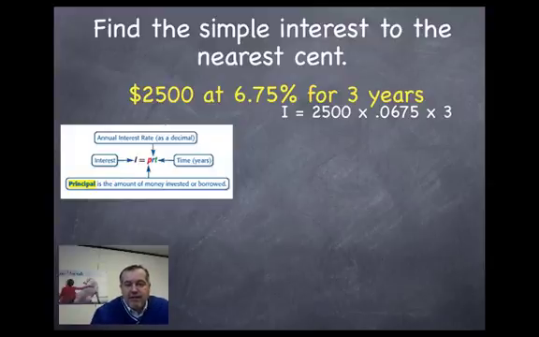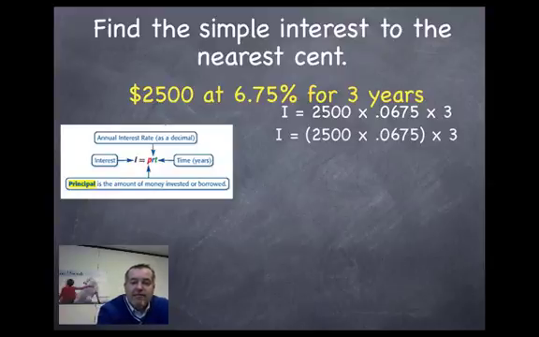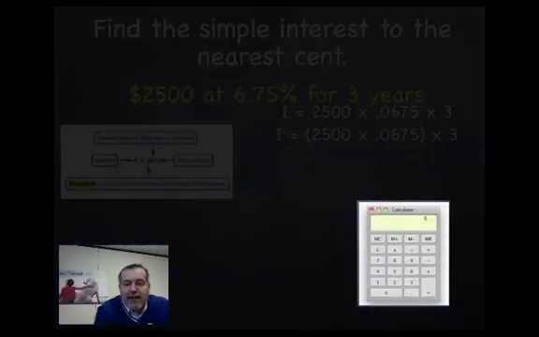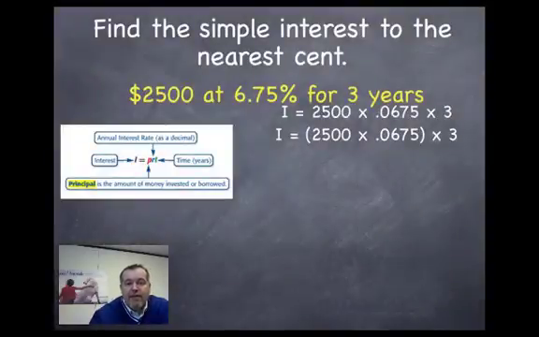Now, just to make things a little easier, we're going to put some parentheses around the 2,500 and the 675 ten-thousandths, and so we'll work on that first. So we're going to use a calculator for that. So we've got 2,500 times 0.0675, and that equals 168.75.